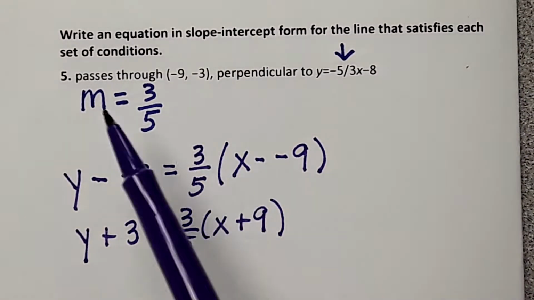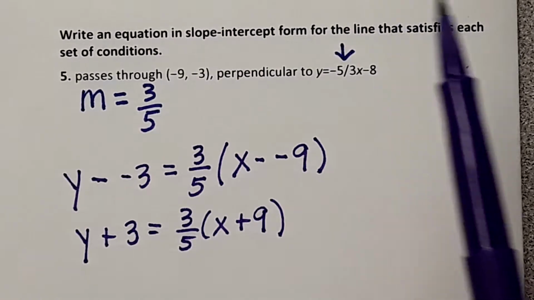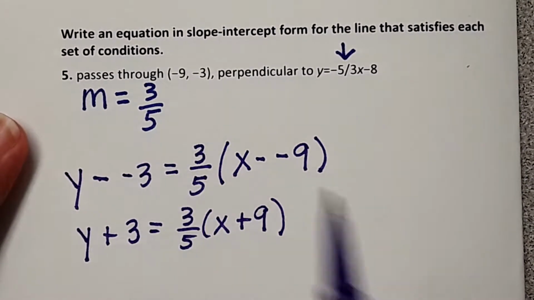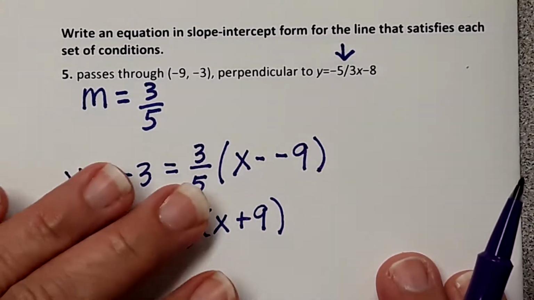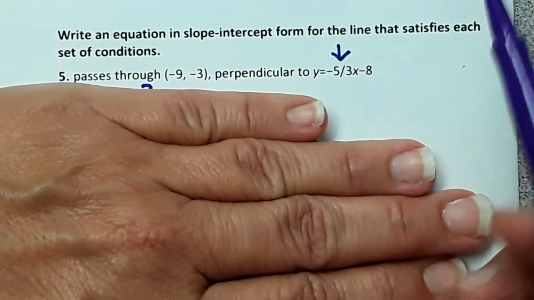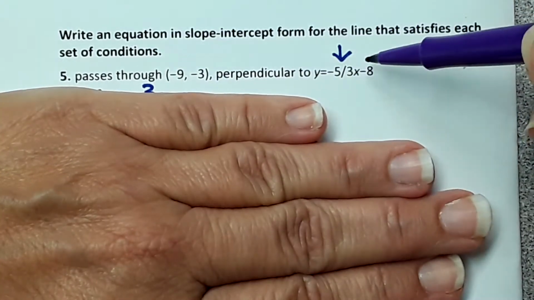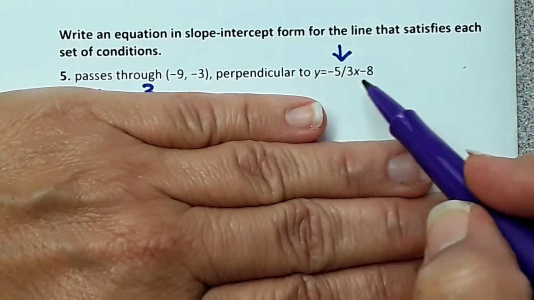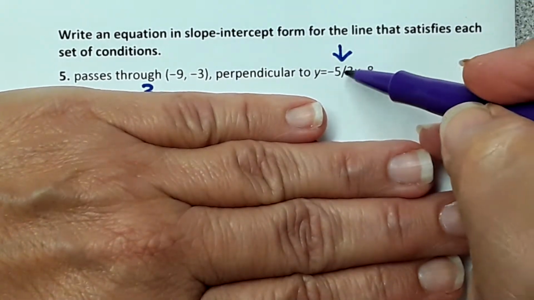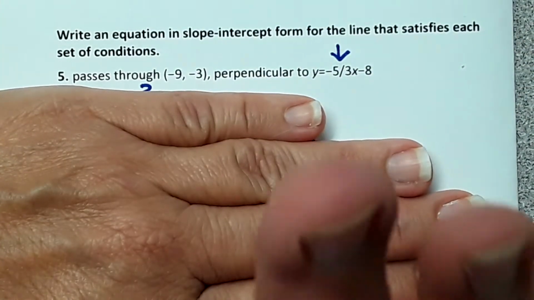Okay, so it says write an equation in slope-intercept form for the line that satisfies each of the conditions. So notice that I have m equals 3 over 5. Let me tell you how I got that. So here's a point, and we want it perpendicular to this line. The only reason they're giving us this line is because we need to look at this slope. Everything else we don't care about.